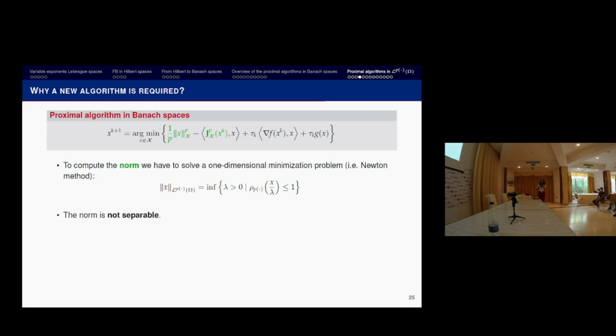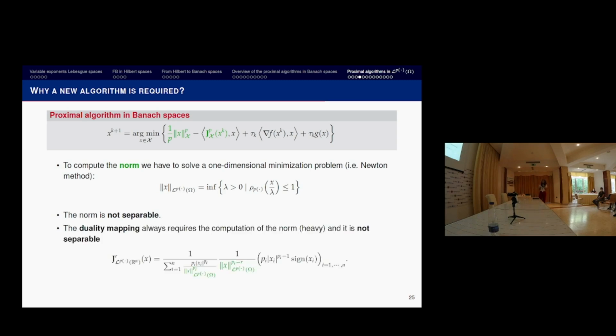And the norm is also not separable, so we can't use the trick that I showed you before to go from an n-dimensional problem to a one-dimensional problem. And not only is the norm not separable, but also the duality mapping, since it depends on the norm. And so we also have to compute the norm to compute the duality mappings. And this is a problem, and it makes the algorithm impractical.